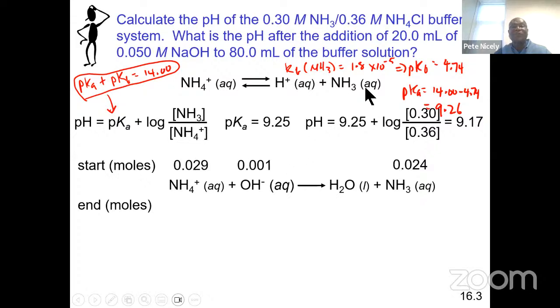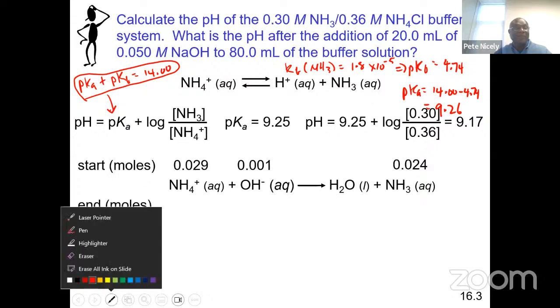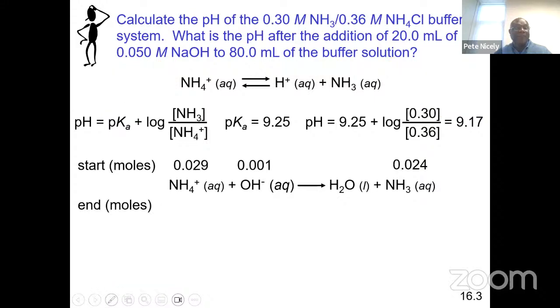I want to see if I can squeeze that somewhere here. Let me erase all ink and let me do this. So the moles, okay, what's going on here? Okay, my pen is acting up now for some strange reason. Okay, let me do this up here.